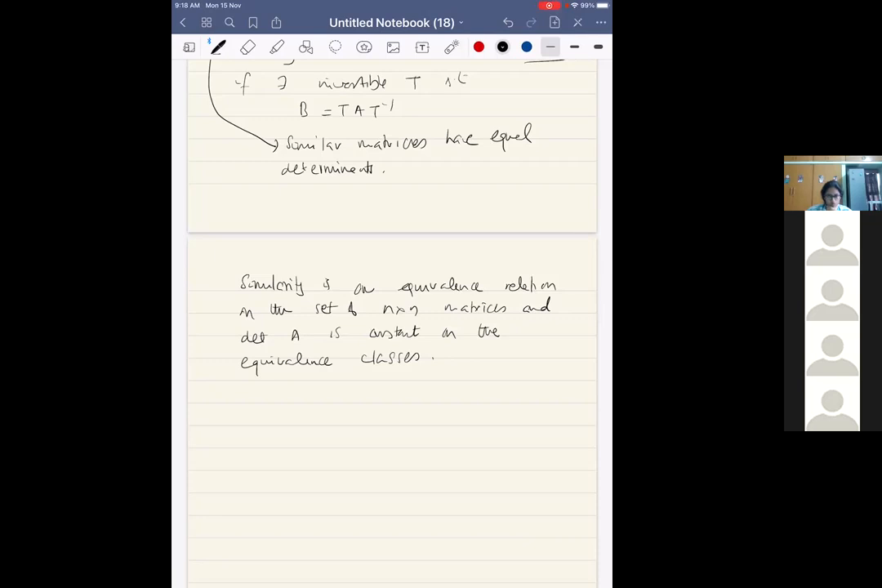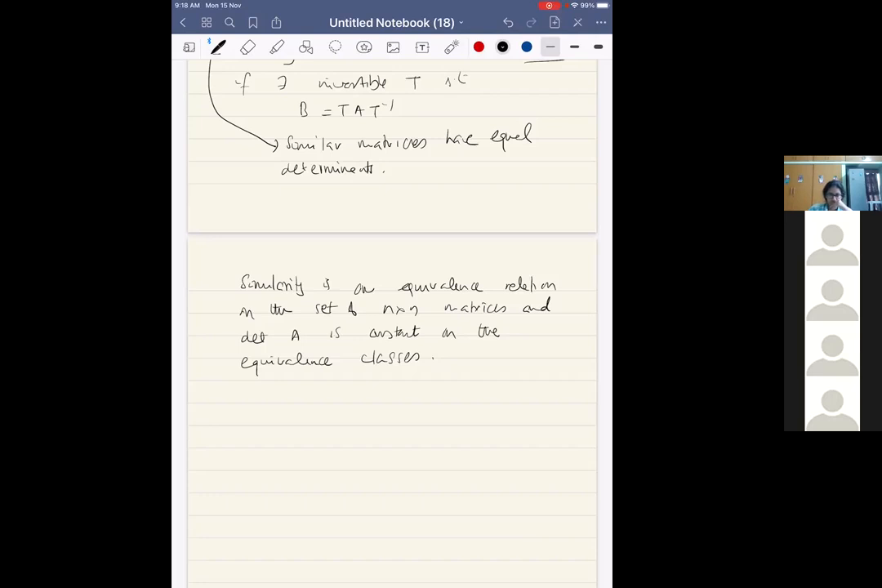Okay, all this is easy. That similarity is an equivalence relation is easy. That determinant is constant on equivalence classes is easy. But it's good to keep these easy facts in mind, because they form part of the picture of the determinant that you should have. So the determinant is a function from the space of n cross n matrices to the real numbers. The set of matrices is partitioned into equivalence classes by the equivalence relation given by similarity.